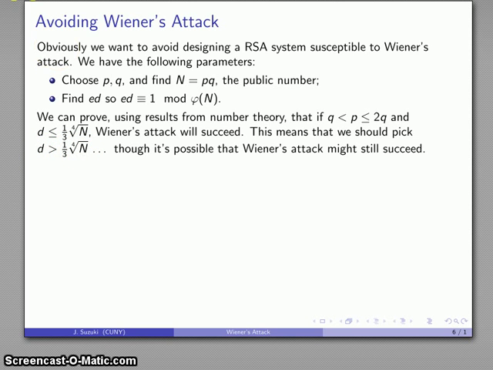So what does that suggest? Well, pick your decryption exponent. Certainly, if it fails this, it's a bad decryption exponent. So pick a large decryption exponent, better yet, start with a large decryption exponent, and see if Wiener's attack will work to recover that decryption exponent. If it does, then it's a bad decryption exponent. If it doesn't, then it's probably a good decryption exponent.